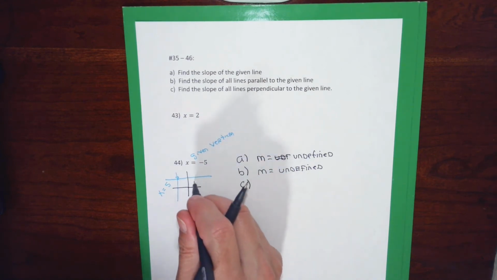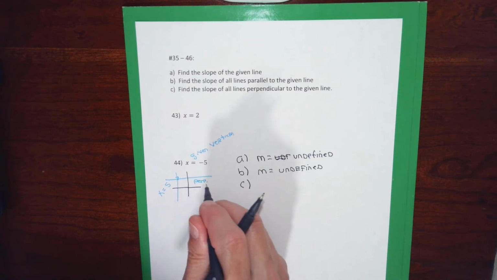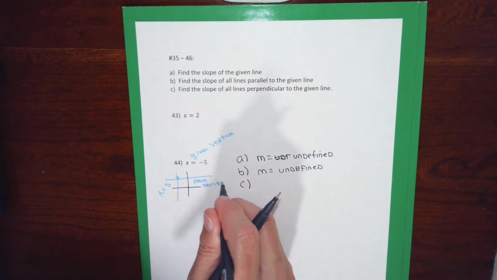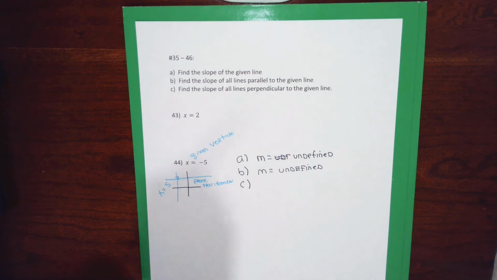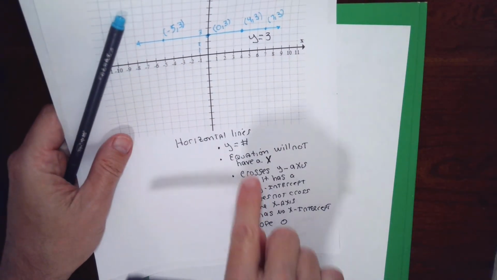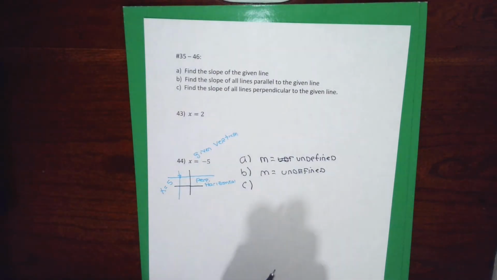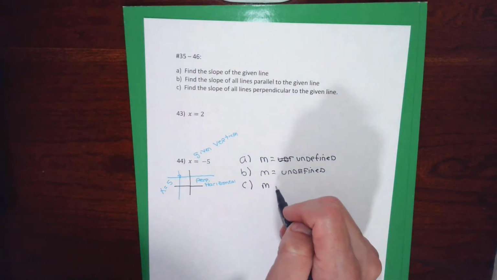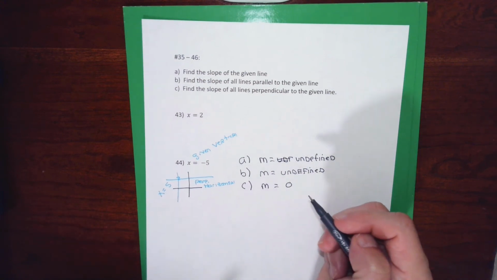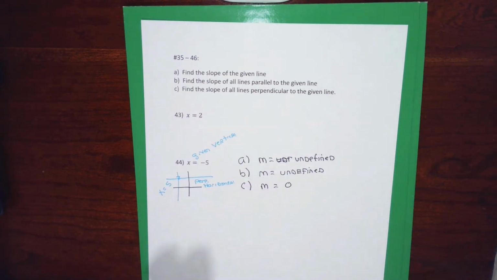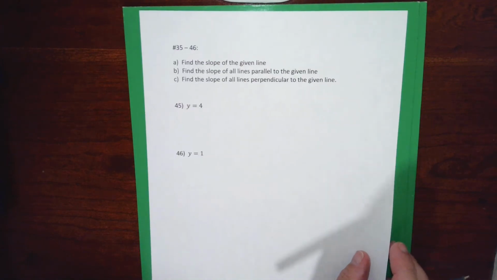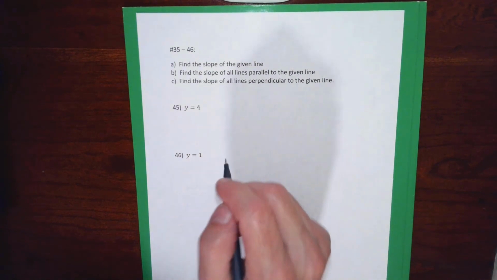The perpendicular line needs to be horizontal because vertical and horizontal lines are perpendicular to each other, and horizontal lines have a slope of 0. So to be perpendicular to a vertical line, your slope needs to be 0. So all these problems with x's only or y's only, they're one of these things is not like the other.